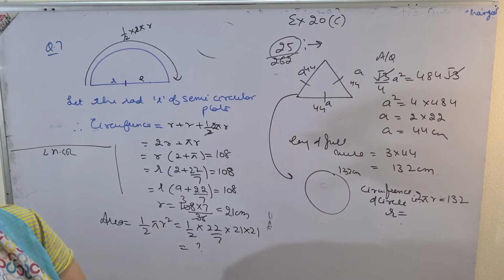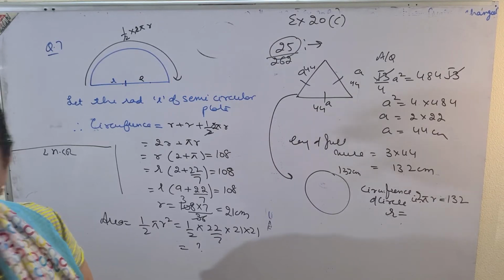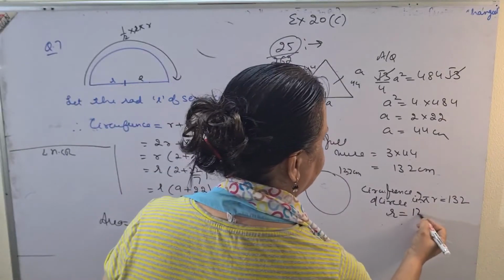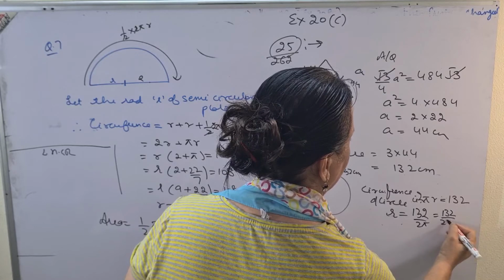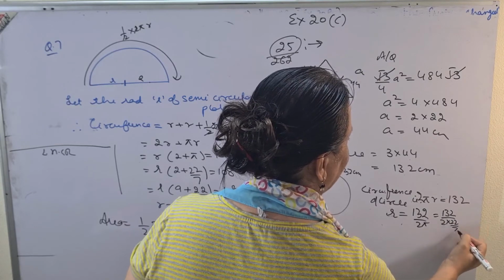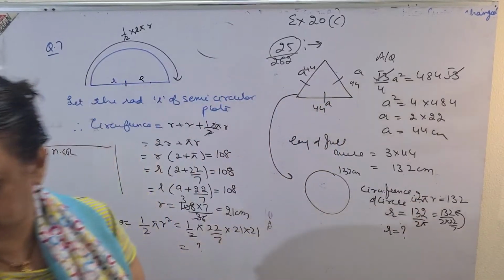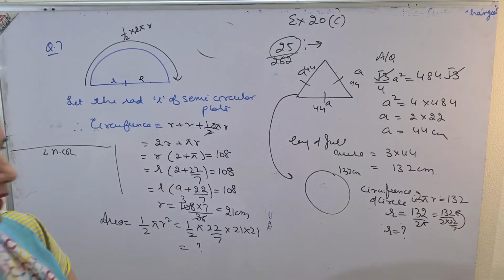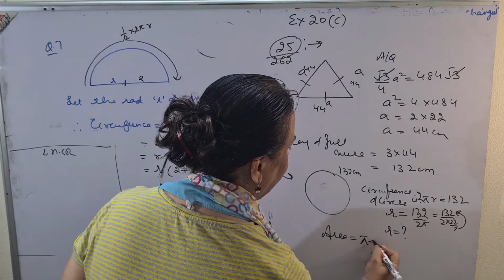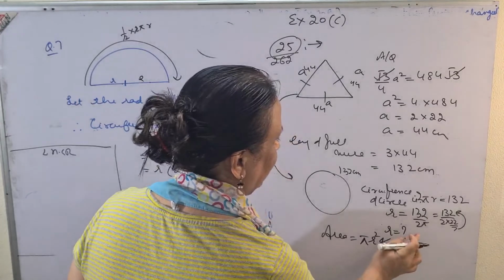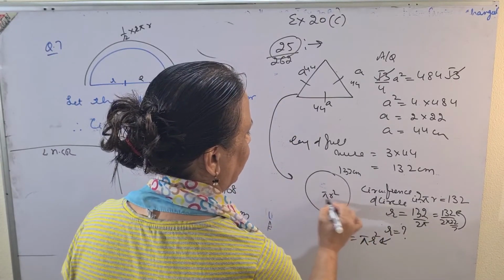R will be 132 upon 2 pi, or 132 upon 2 into 22 over 7. This 7 will go up and this will give you the value of R. The question they have asked is to find the area of the circle. So what will be the area? Area will be equal to pi R square. You will get R from the above calculations. Substitute and get the area of this particular circle.